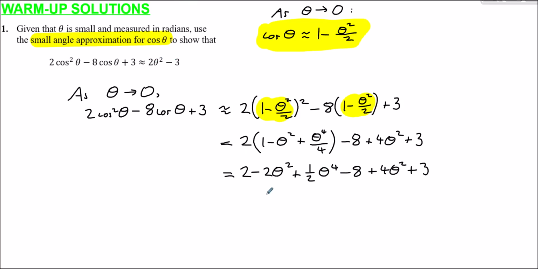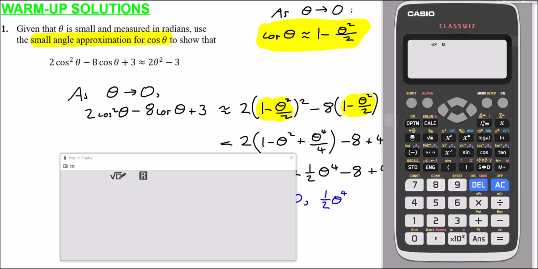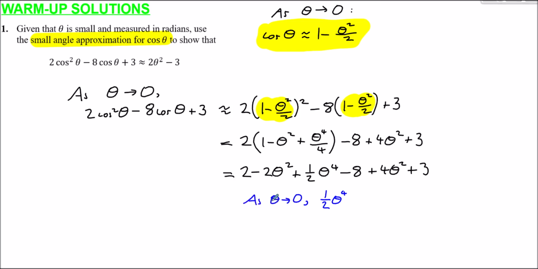So what we can just add in here is that as theta approaches 0, half theta to the power 4 is going to be absolutely negligible. So imagine theta is maybe 0.01. If you tried 0.01 and raised it to the power 4 on your calculator, well in fact I'll just show you now. 0.01, just for example, to the power 4 is absolutely minuscule. So if you just make a little note that as theta approaches 0, a half theta to the power 4 becomes completely negligible. So we can practically ignore it.